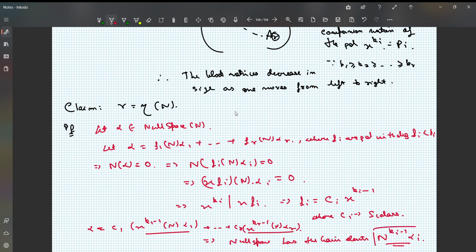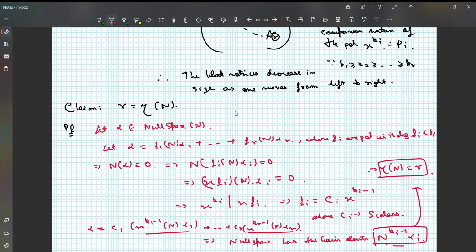So we get two observations, that is, the null space of the nilpotent operator n has basis elements of this form, and moreover, since there are r number of elements, the dimension of the null space should be r, or that is, the nullity of the nilpotent operator should be r. So this also implies that the nullity of n is r, right? So I guess this is clear.